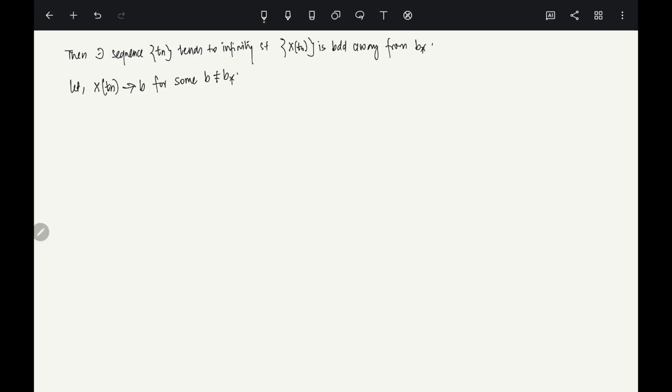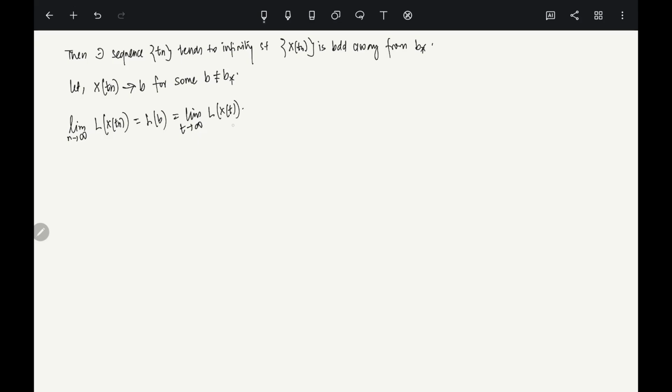Now you see L is continuous, given. The function capital L is continuous. So L of x of Tn, the limit as n tends to infinity, will be L of B, by continuity of L. If x of Tn converges to B and L is continuous, then L of x of Tn has to converge to L of B. And this is nothing but the limit as t tends to infinity of L of x of t.